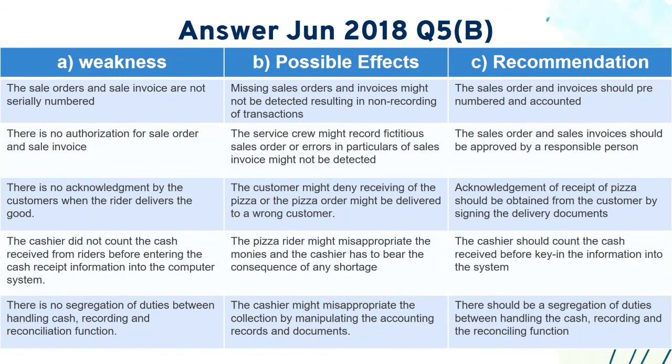This is the answer for June 2018, question 5 part B. It will be using a table with 3 columns. The first column is for weakness, the second one is for possible effect, and the last one for the recommendation. The first weakness from the question is that the sales order and sales invoice are not serially numbered. The possible effect from this weakness is that missing sales orders and invoices might not be detected, resulting in non-recording of transactions. And to solve this problem, the sales order and the invoice should be pre-numbered and accounted for.